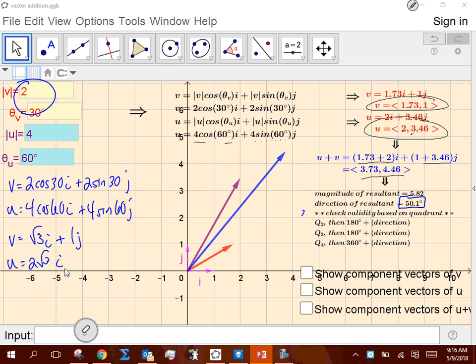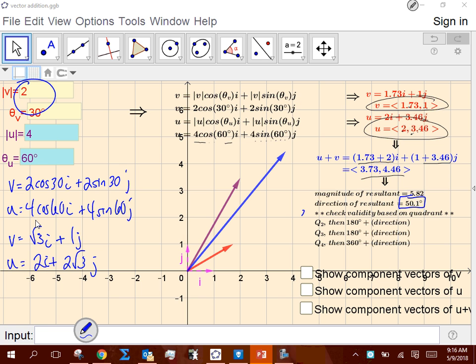I'm sorry, no, it's 2. Cosine 60 is 1/2, so that's 2. And now this one here is 4 times radical 3 over 2, so that becomes 2 radical 3 j's.